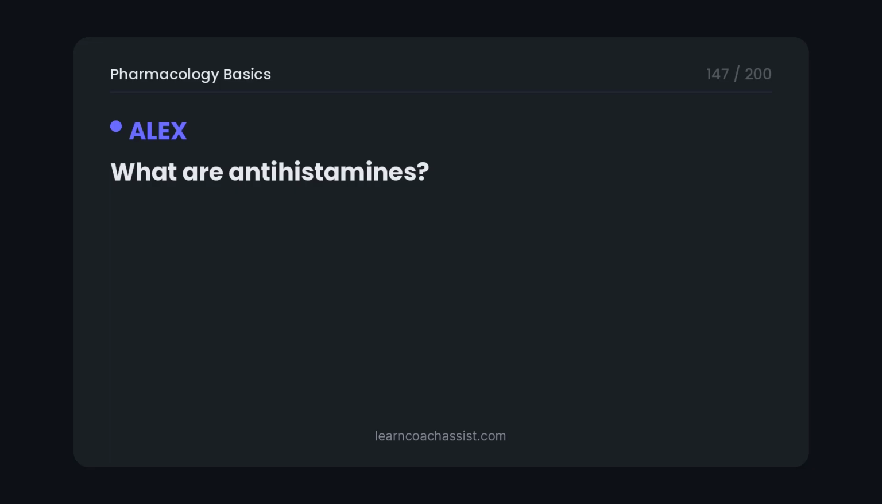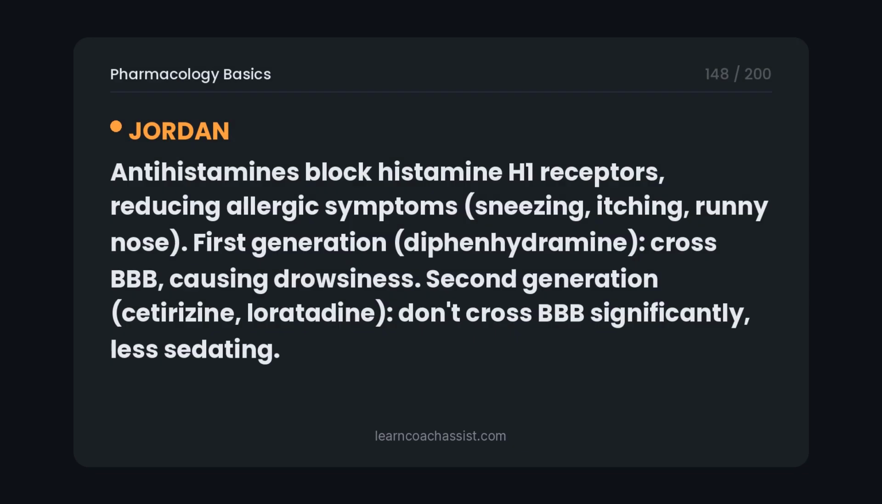What are antihistamines? Antihistamines block histamine H1 receptors, reducing allergic symptoms: sneezing, itching, runny nose. First generation, diphenhydramine, cross the BBB, causing drowsiness. Second generation, cetirizine, loratadine, don't cross the BBB significantly, less sedating.